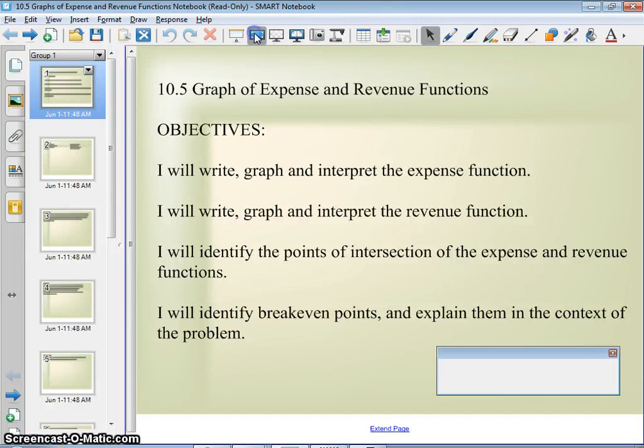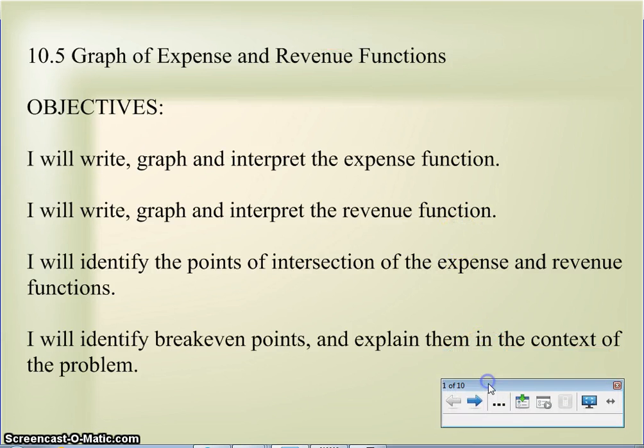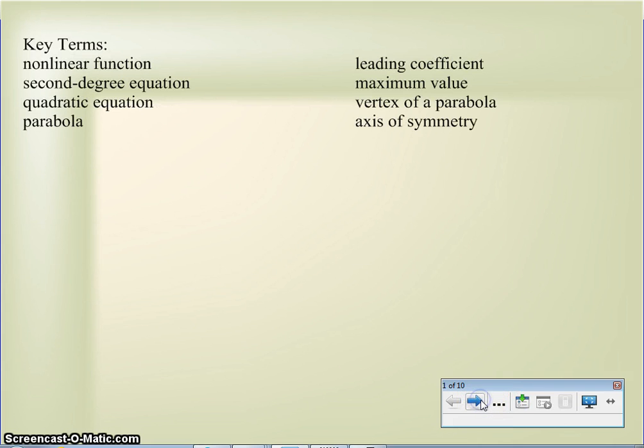All right, let's go ahead and start with Chapter 5 of Unit 10. Today we have quite a few objectives, so let's get started. Today's objectives are: I will write, graph, and interpret the expense function. I will write, graph, and interpret the revenue function. I will identify the points of intersection of the expense and revenue functions. And I will identify break-even points and explain them in the context of the problem.